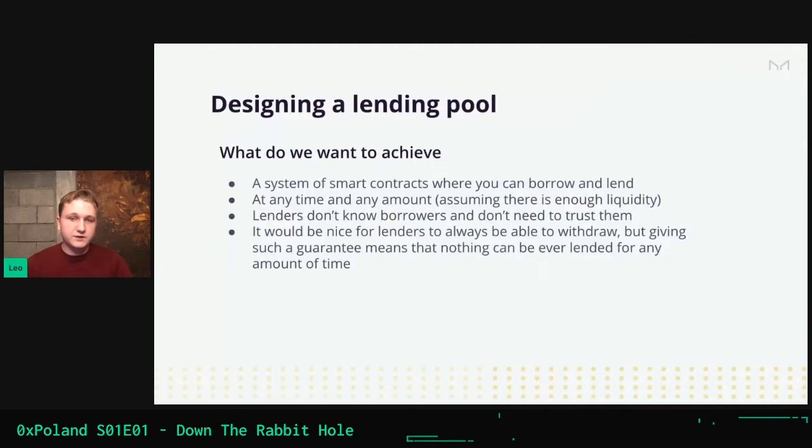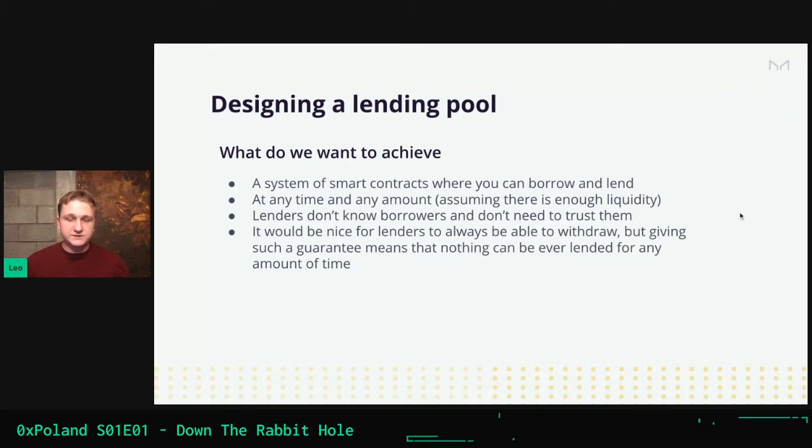A lending pool is a system of smart contracts where you can borrow from the system and lend to the system. And you can borrow and lend at any time and any amount, assuming there is enough liquidity. And lenders don't need to know borrowers, and they don't need to trust them. It would be nice for lenders to always be able to withdraw, but such a guarantee means that nothing can ever be lent for any amount of time. So we will slightly relax this guarantee to build a practical system.